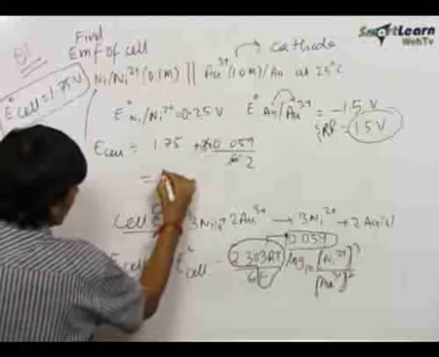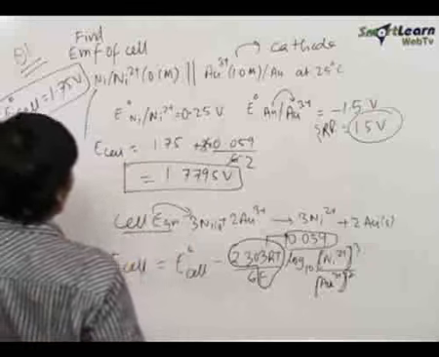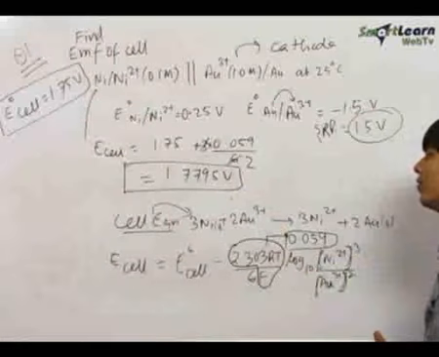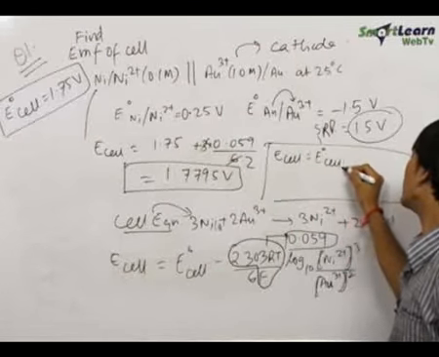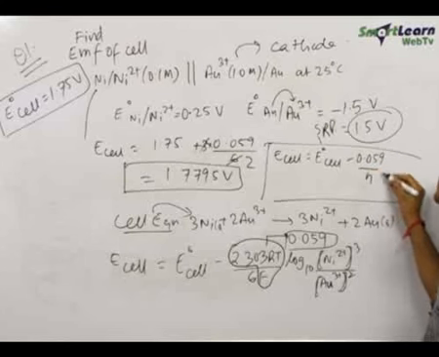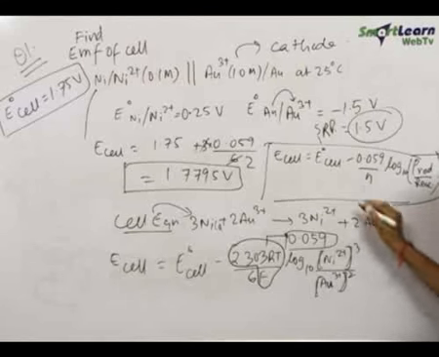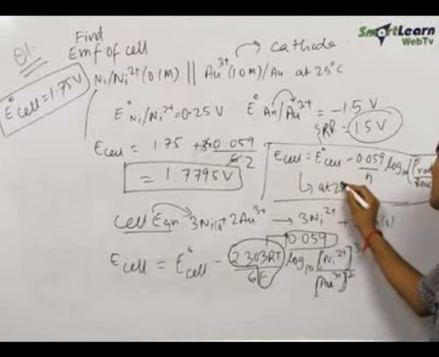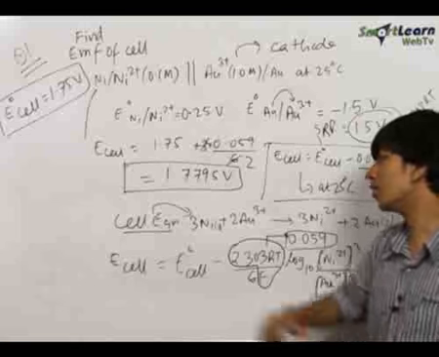So final answer for E cell comes out to be 1.7795 volts. So final answer for the EMF of the cell comes out to be 1.7795 volts. So you should remember this important formula, that E cell is equal to E naught cell minus 0.059 upon N into log of base 10 products upon reactants raised to the power their respective coefficients, and this equation is true at 25 degrees Celsius. Otherwise the value of this term is 2.303 into RT upon F, and so we get our final answer as 1.7795 volts.